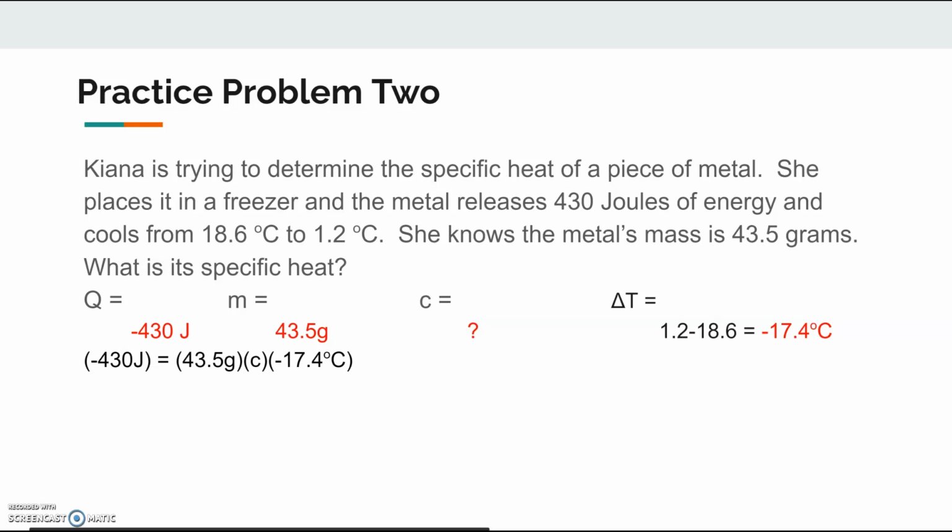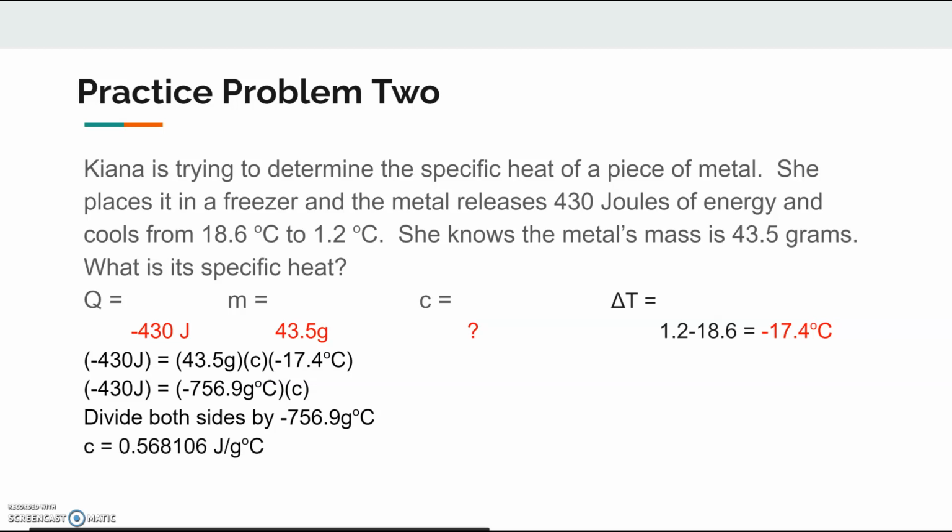This time, we're going to substitute in everything that we know, and we're going to leave C as it is. We're not going to multiply across this time, because we want to leave C by itself. What we are going to do is multiply the 43.5 grams by negative 17.4 degrees Celsius. And then we are going to divide both sides by the product, which is negative 756.9 grams degrees Celsius. This will give us our specific heat. And we have to round it to 2 significant figures because of the 1.2 and the 430.